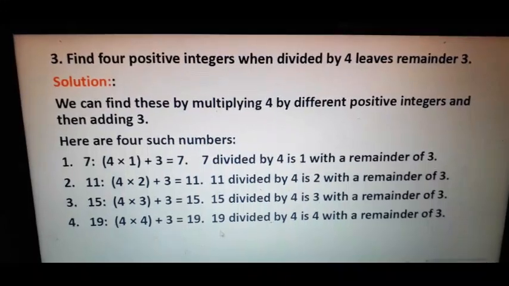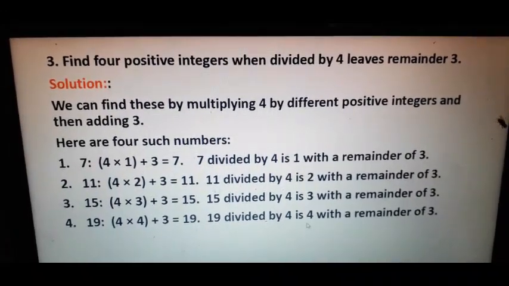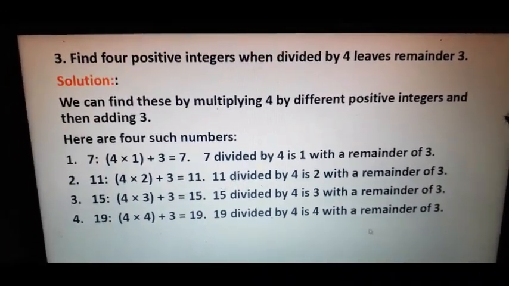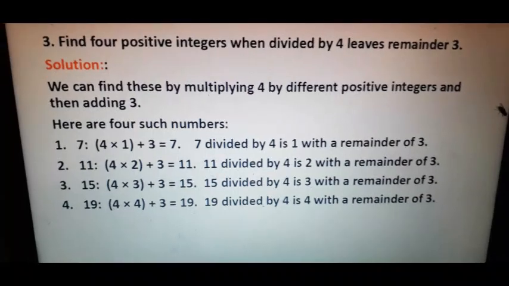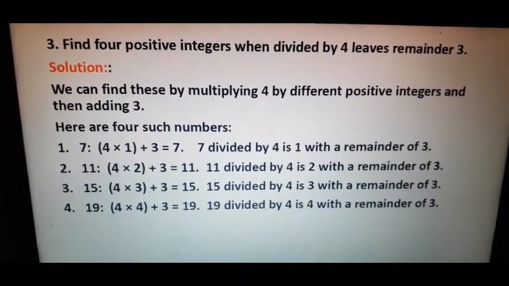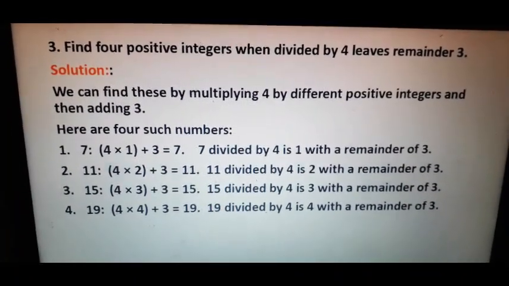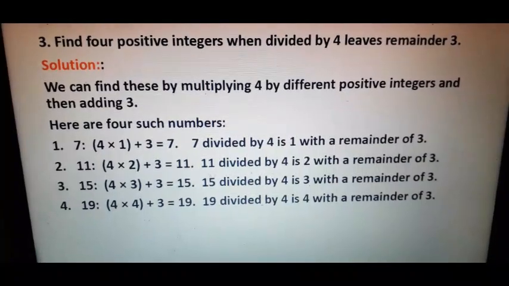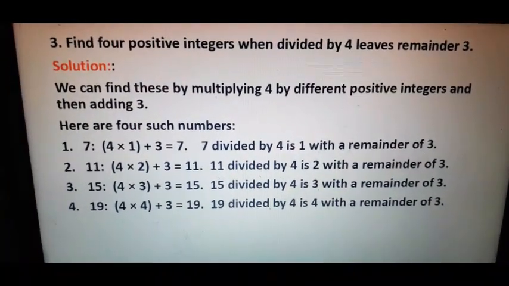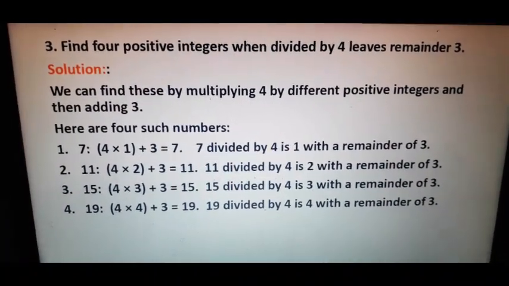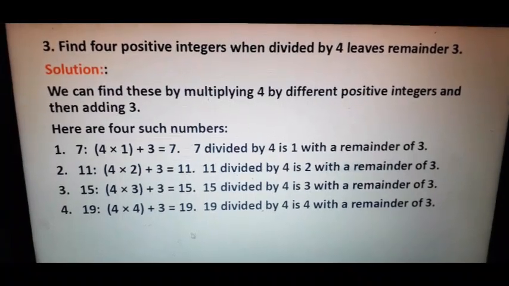So 19 divided by 4 is 4 with the remainder of 3. Just we have been asked to list or to find 4 of them. We can list many, but since we are restricted to find 4 of them, these are enough.